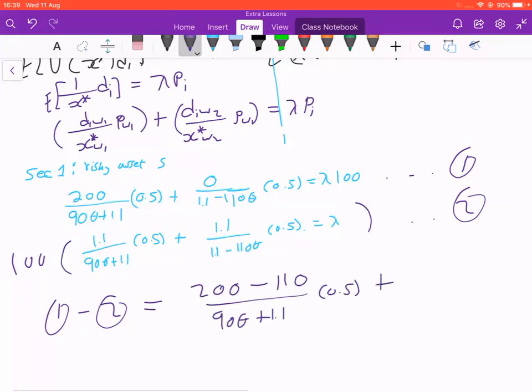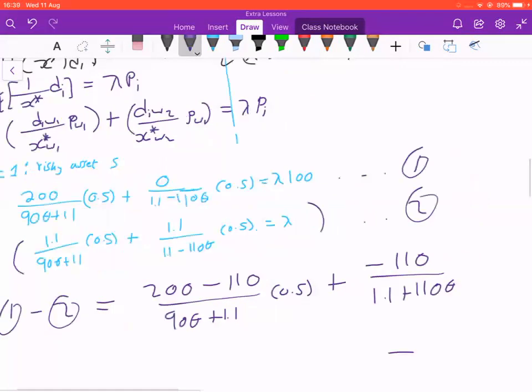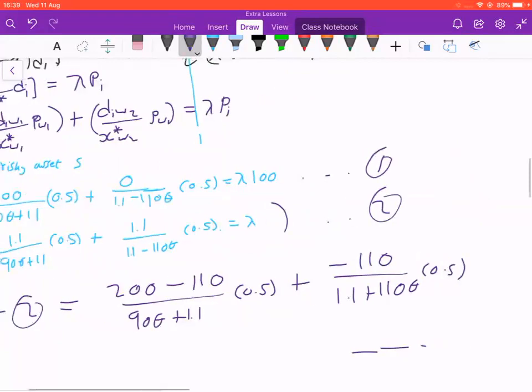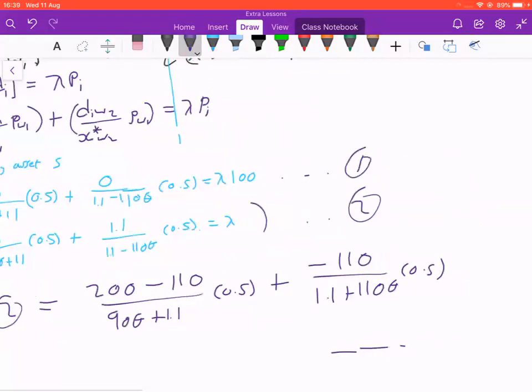And then 0 minus 110 again. It's going to be minus 110 over 1.1 plus 110 theta. Probability is 0.5. All this is going to be equal to 0. And then you solve for theta. You can see that there's only one theta. So you have the theta there, and then you have the theta there. And then you just solve for the theta.